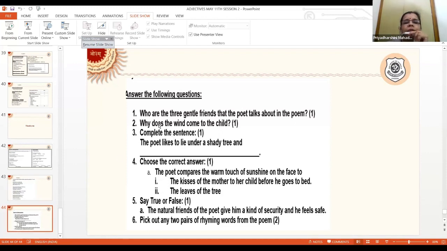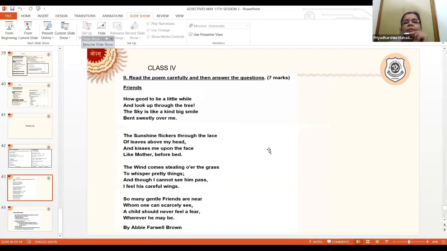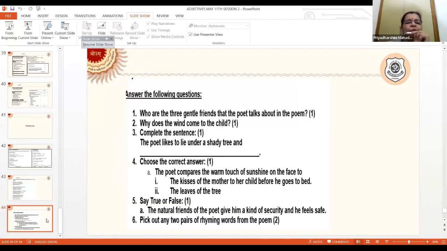So here, what is the answer for this? Why does the wind come to the child? The wind comes to the child to whisper pretty things. Excellent. Thank you, ma'am.